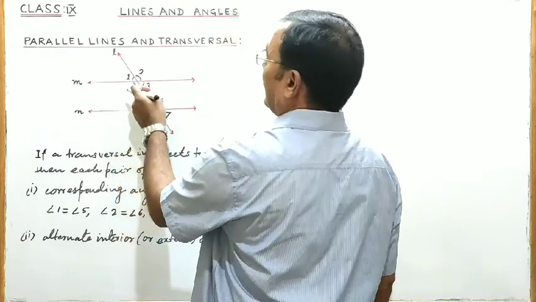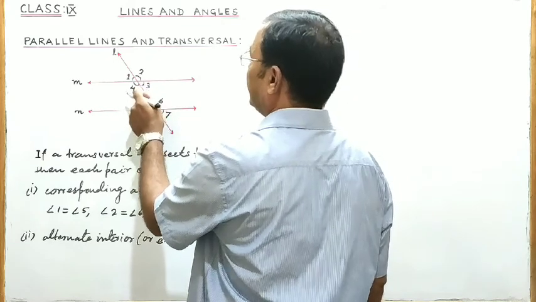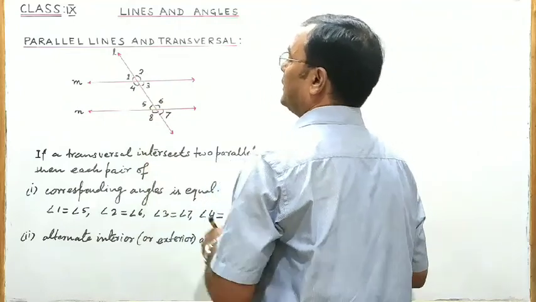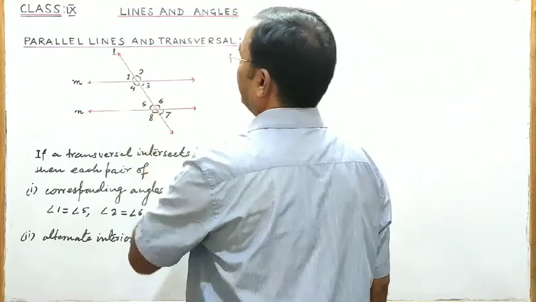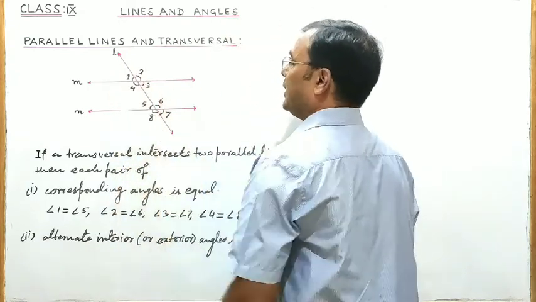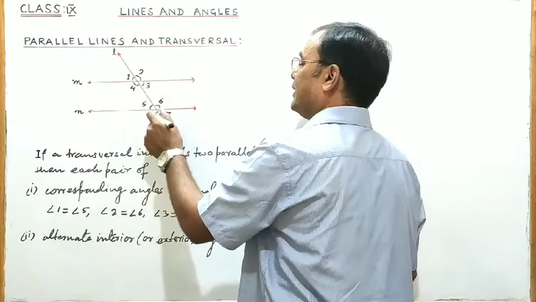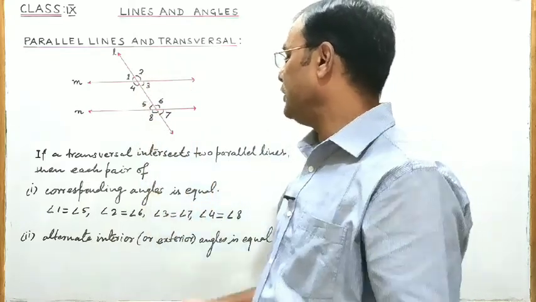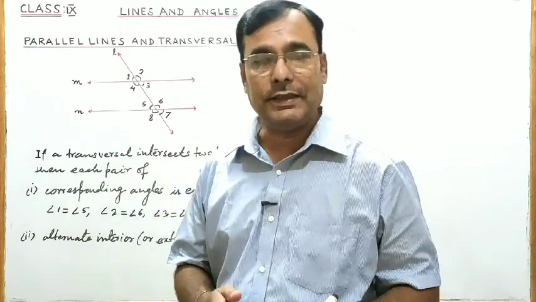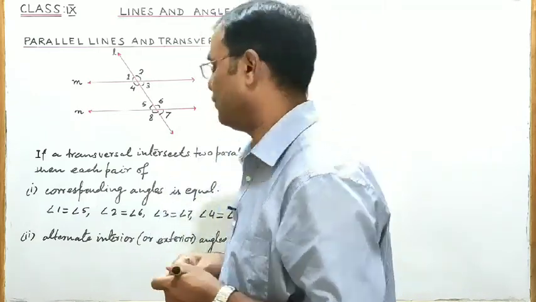So here angle 3 is equal to angle 5 as they are an alternate interior pair of angles, angle 4 equal to angle 6 as they are an alternate interior pair of angles. Angle 1 is equal to angle 7, they are an alternate exterior pair of angles, and angle 2 equal to angle 8 as they are an alternate exterior pair of angles. So this way, if a transversal intersects two parallel lines, then alternate interior angles are equal and alternate exterior angles are equal.